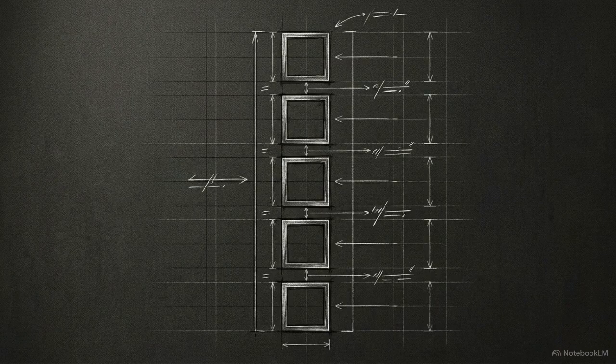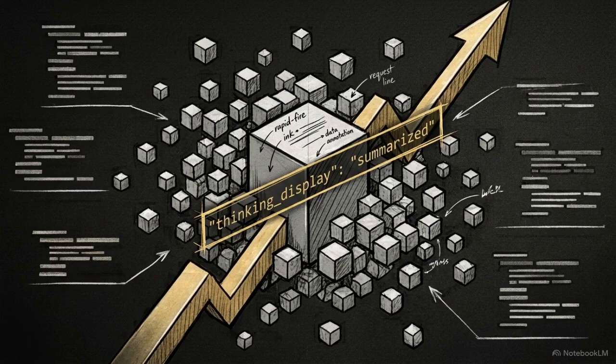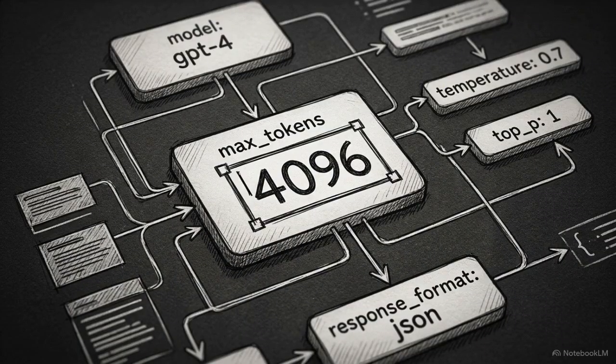This deployment audit contains the 5 strict steps required before flipping any production model IDs. First, strip all legacy sampling parameters from your codebase. Remove temperature, top P, and top K to prevent 400 crashes. Second, if your UI displays the model's internal logic, update your pipelines to explicitly opt in to the summarized thinking display. Third, recalibrate your maximum token ceilings.